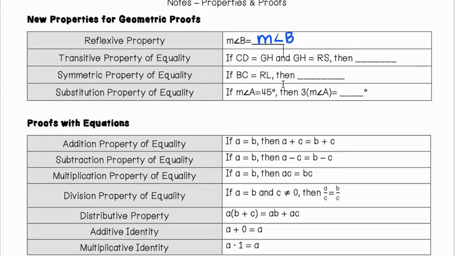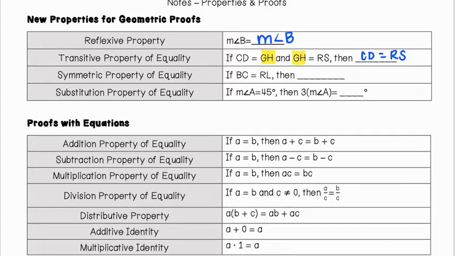For the transitive property of equality, it is the fact that if we have CD equals GH and GH equals RS, then that means that CD must also equal RS. Because GH was kind of the link between those two, they were both equal to GH, then we would know GH is equal to itself, and therefore CD must be equal to RS as well. It's kind of like our law of syllogism that we recently learned.